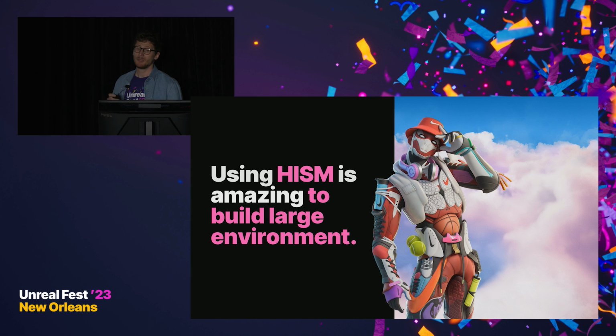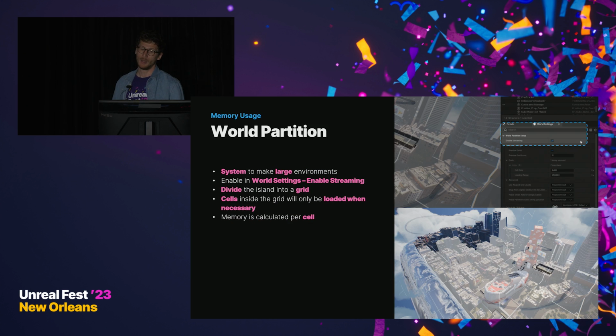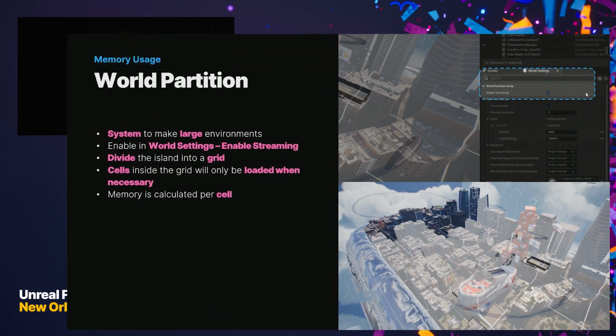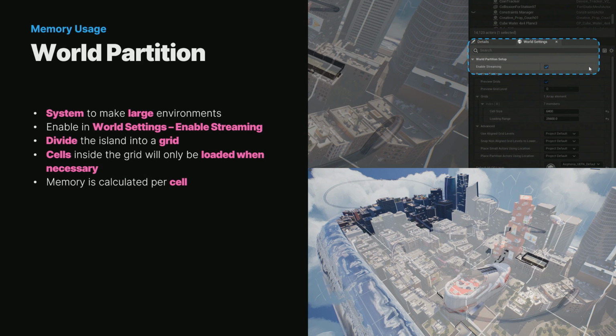Using HISM is amazing to build large environments. And World Partition is also a great system for making large environments. When enabled in the world settings, it will divide the island into a grid onto the X and Y axis. Cells inside the grid will then be loaded when necessary, and the thermometer will be calculated per cell instead of being calculated for the entire island.